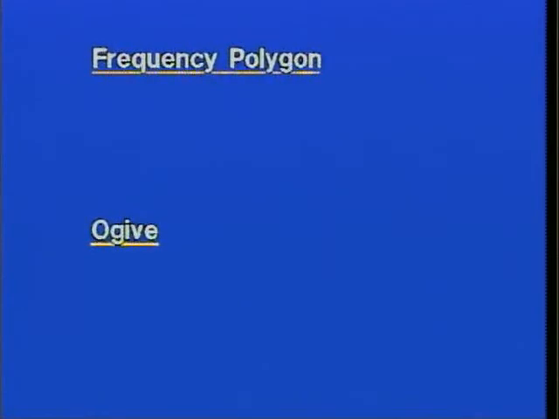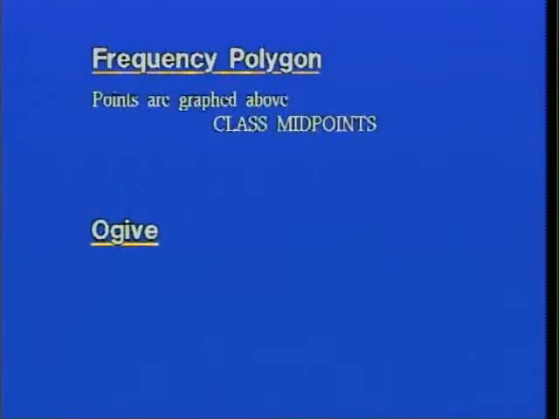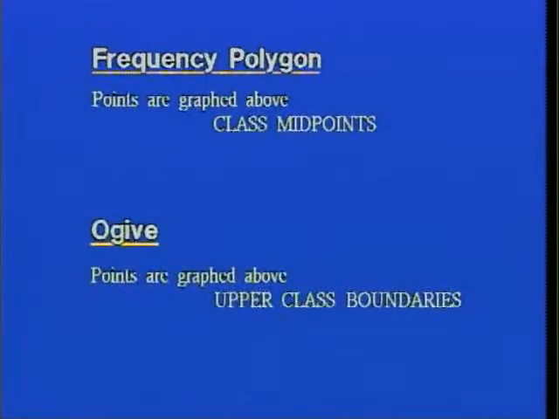Before we leave this topic, let's talk about some differences that we've noticed between the frequency polygon and the ogive. Now, for the frequency polygon, the points are graphed above class midpoints. That's an important characteristic in structuring the frequency polygon. Whereas with the ogive, the points are graphed above the upper class boundaries primarily, except for that first one, which was the lower boundary of the first class, if you recall. So primarily it's upper class boundaries that are important on that horizontal axis for the ogive.